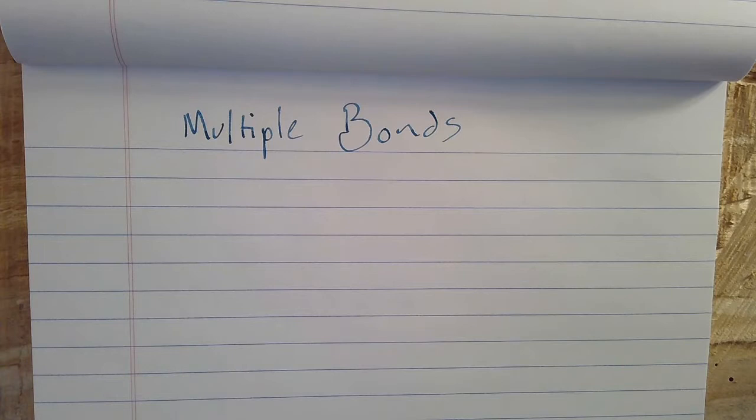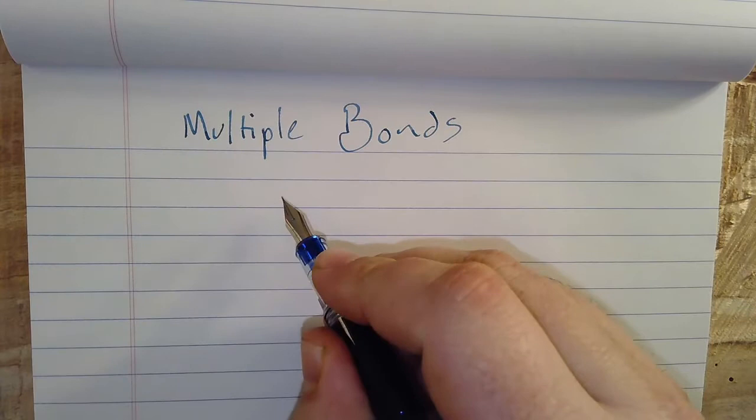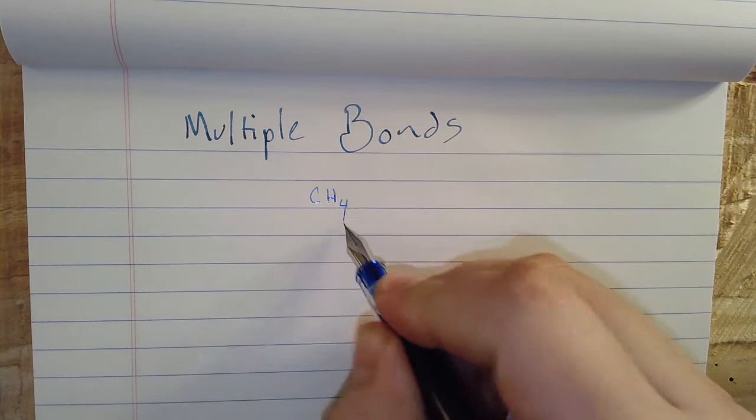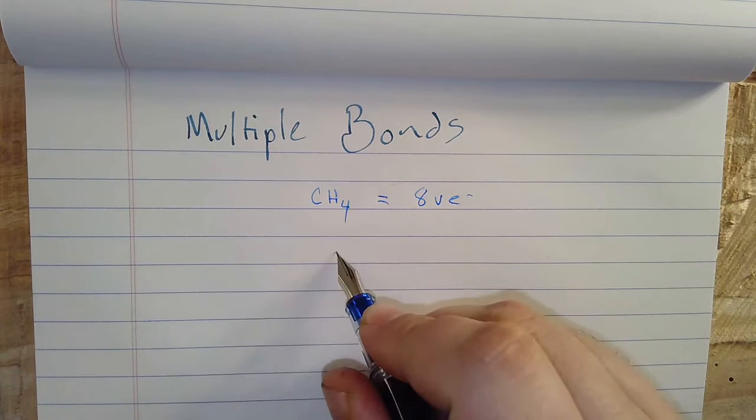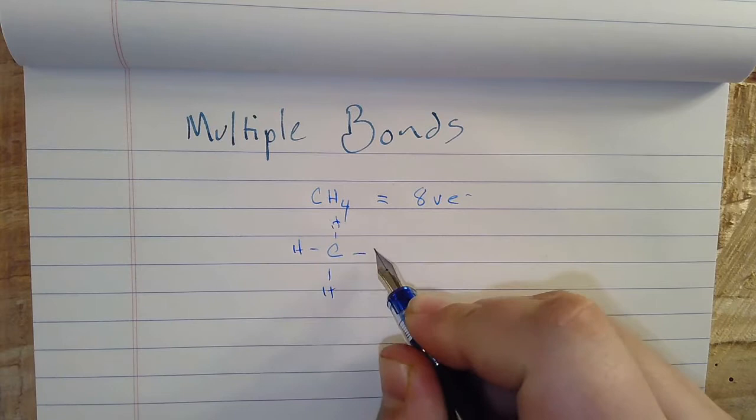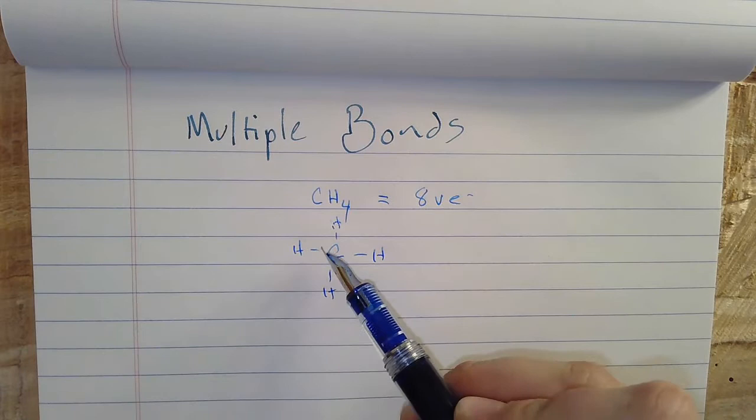So, last time we did stuff like this. Oh, here's carbon with CH4. CH4 has a total number of 8 valence electrons. That means that we have 8 electrons to pass around. And then we made a bond to each of them. And we said, oh, that's super nice. Because happy carbon, 1, 2, 3, 4, 5, 6, 7, 8. Hydrogen's happy because it's got 2, and we're all good.